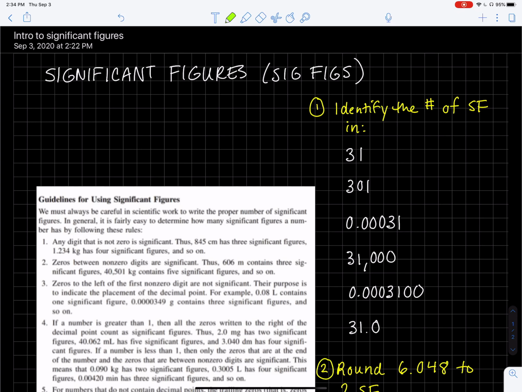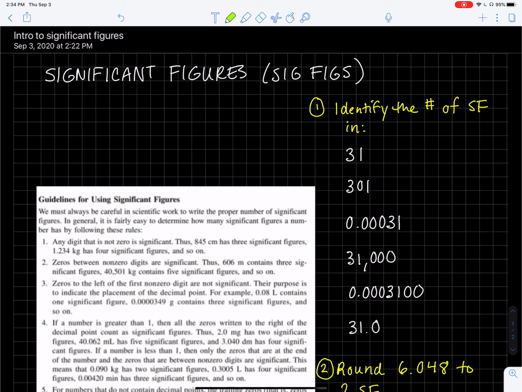Hello, Chem 110. This video is a short introduction to significant figures, or sig figs. This introduction specifically is going to just go over how to identify the number of sig figs in a given number and how to round a number to the requested number of sig figs.